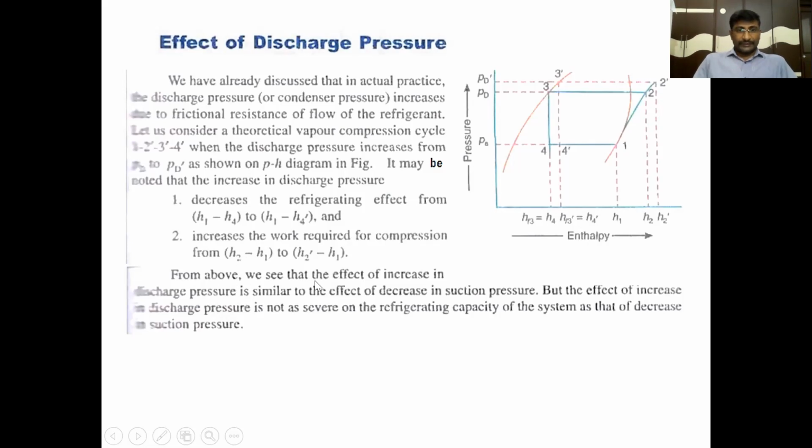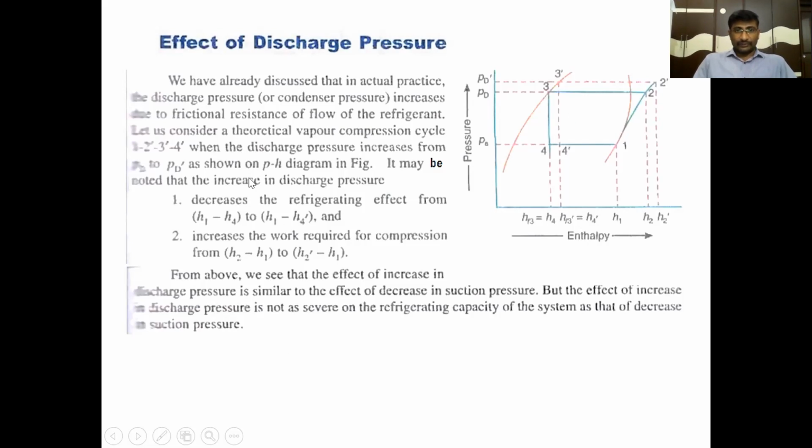From the above, we see that the effect of an increase in discharge pressure is similar to the effect of a decrease in suction pressure. It shows the same effect as that of the decrease in suction pressure, but the effect of increase in discharge pressure is not severe on the refrigeration capacity. It has somewhat less effect on the refrigeration effect than the previous case. When suction pressure decreases, a larger amount of refrigeration effect is lost.